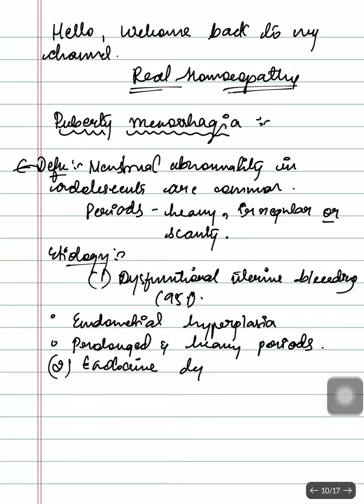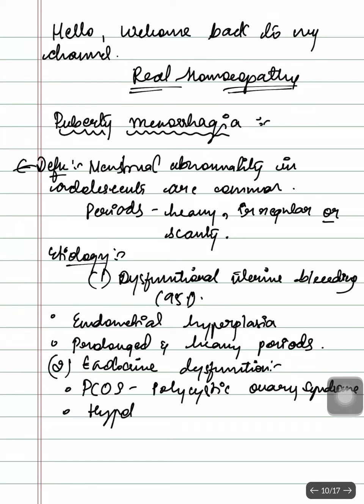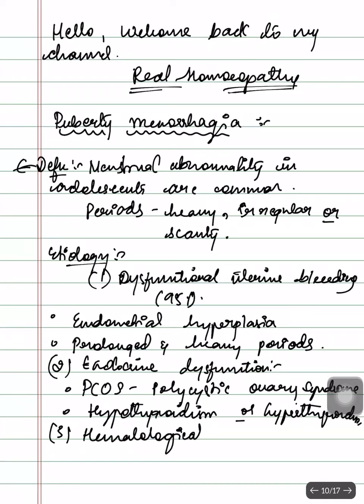Next, the second main cause is endocrine dysfunction. Here there are two types: polycystic ovary syndrome, which is PCOS, and I'll be explaining PCOS in detail in the next classes, so stay tuned for that. And hypothyroidism or hyperthyroidism, where there is abnormality in the bleeding.